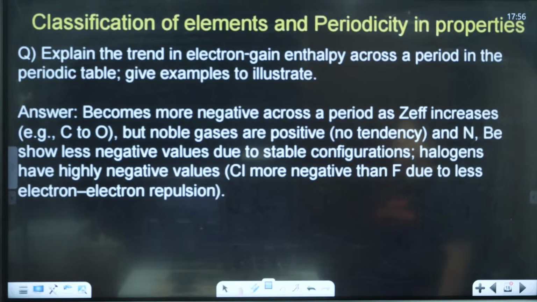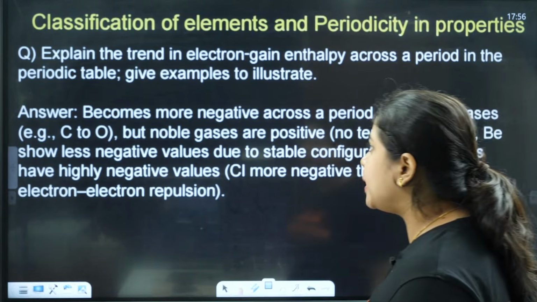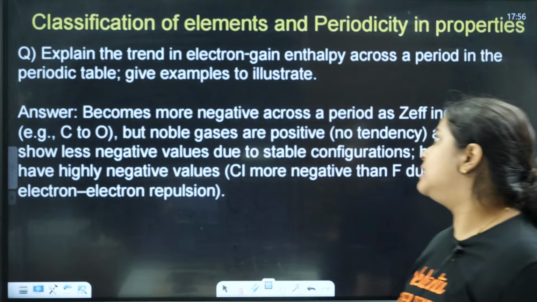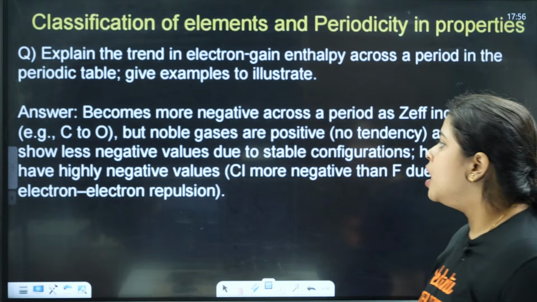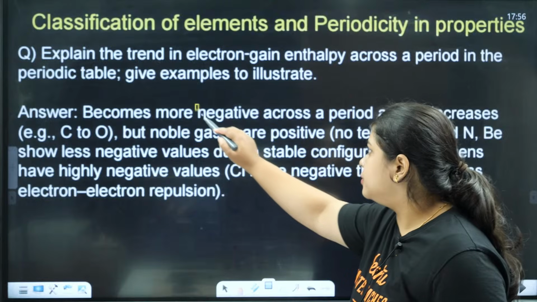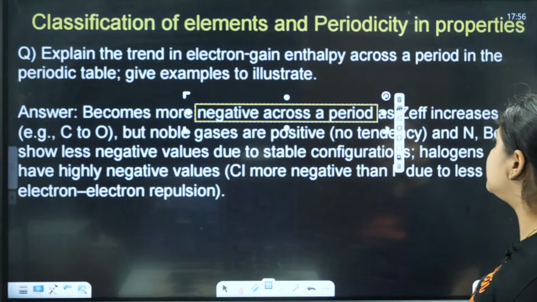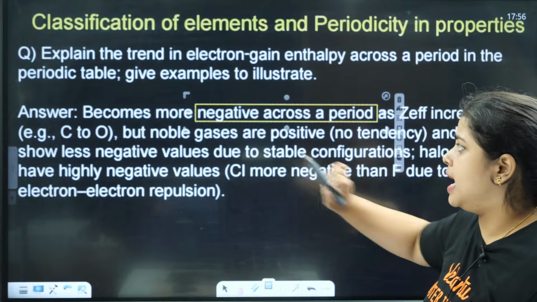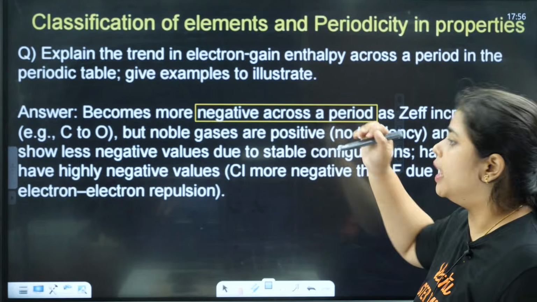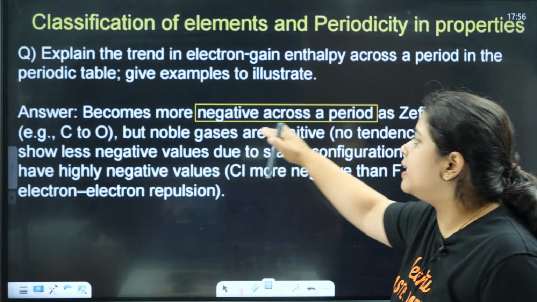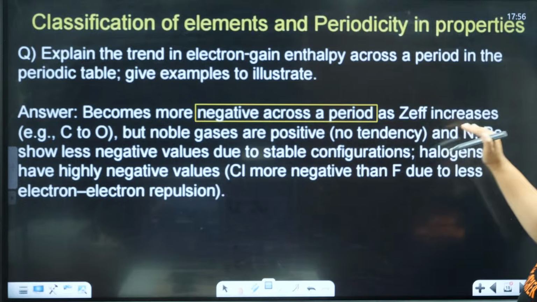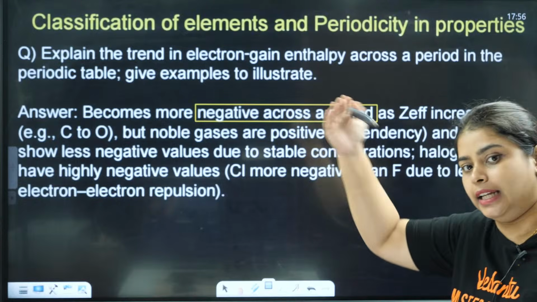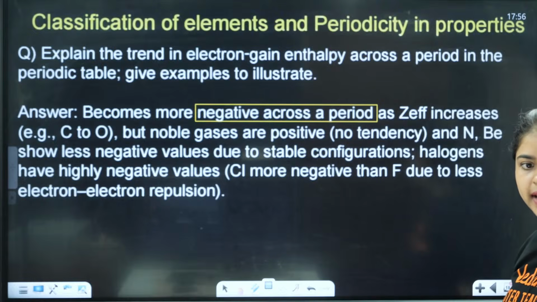Next question. Explain the trend in the electron gain enthalpy across a period in the periodic table. Give an example to illustrate it. It becomes more negative across a period as Z effective increases. Because Z effective will start increasing, it becomes more negative across a period.